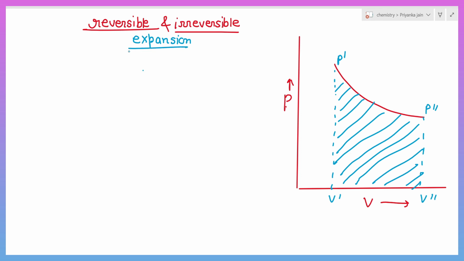Okay, if we are seeing the irreversible process, for the irreversible process we will have to see the external pressure. We know in the irreversible process there will be a constant external pressure, and one thing you should remember is that this external pressure is always lesser than or equal to the P double dash. It means the final pressure. It means this external pressure is always lesser than the final pressure. Suppose it can be here. This is the P external.